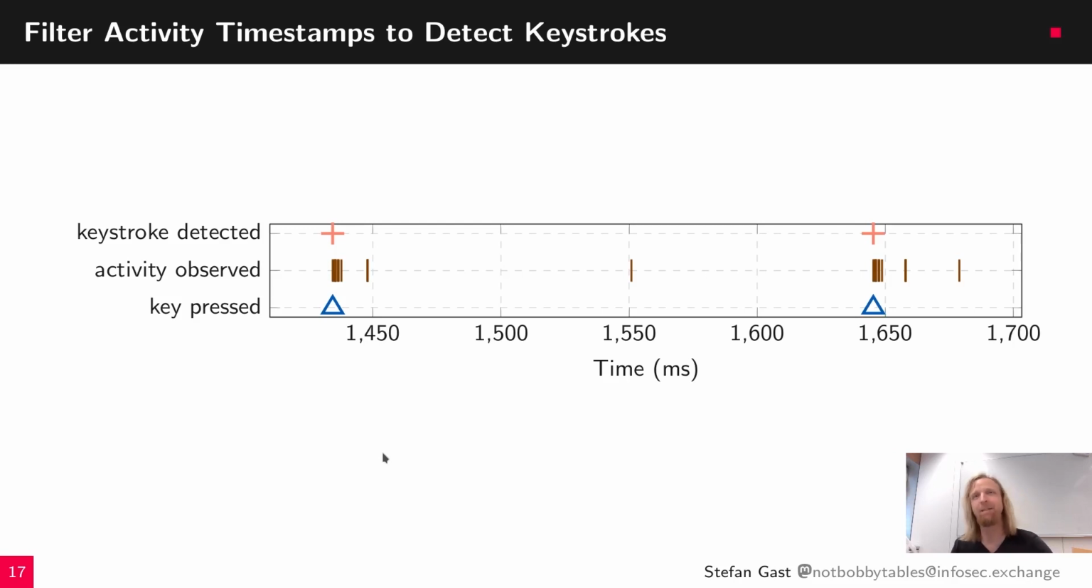And if we do that on the GDM3 login manager, you see the following. So we have here our key press event. Then we see a burst of activity for a certain period of time. And this repeats for the next keystroke as well. So we can easily detect the keystrokes by finding the start of such a burst, by filtering out bursts that are not big enough to be related to the keystrokes.